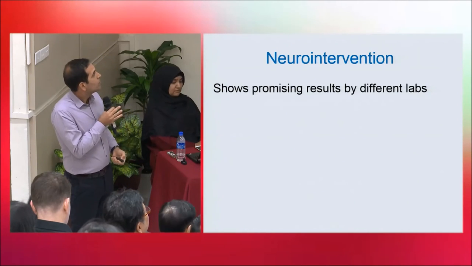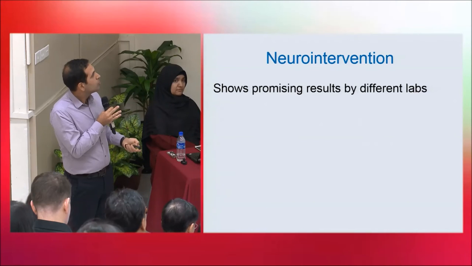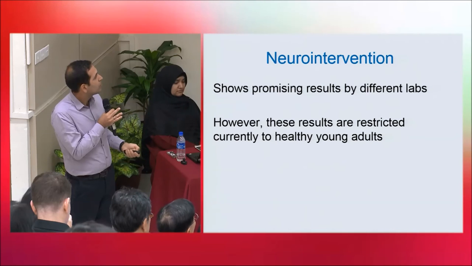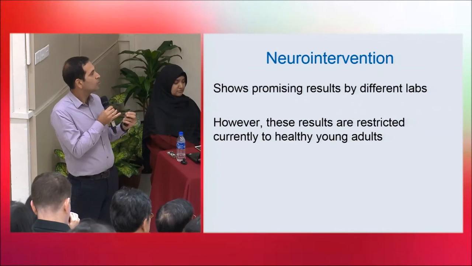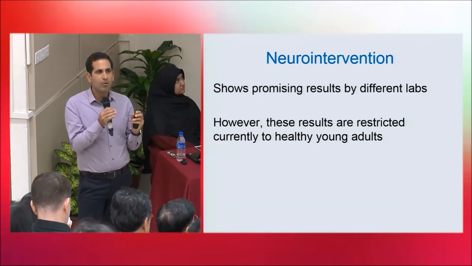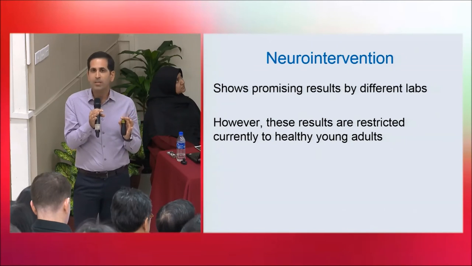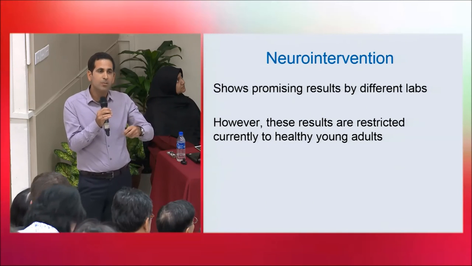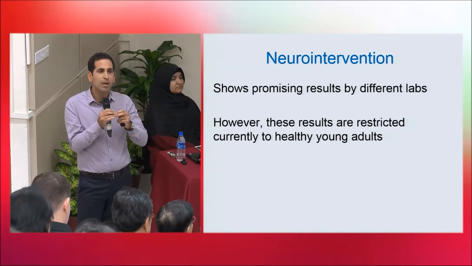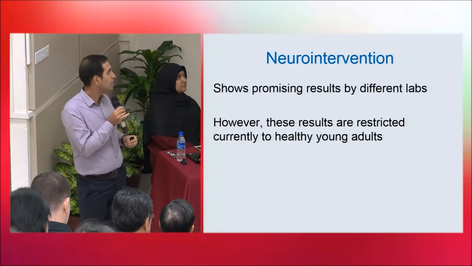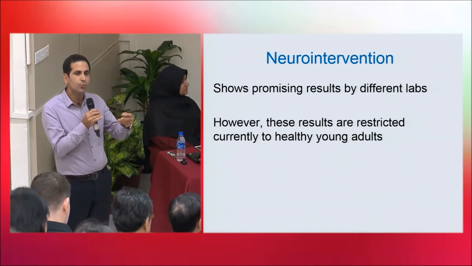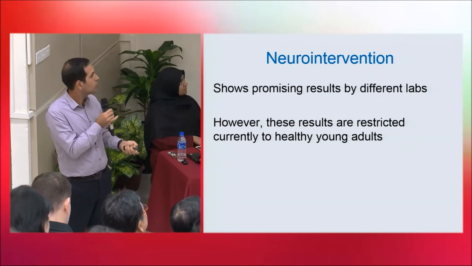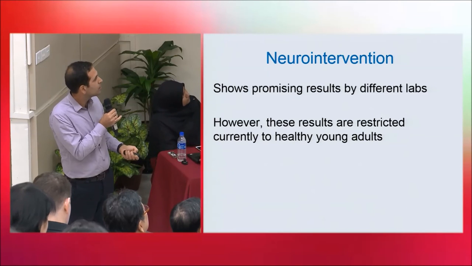So with respect to neurointervention, it shows promising results by different labs. I just showed some from mine and the one from Marinella. However, the results, I have to say, are mostly restricted to young, healthy adults. There are now some more proof of concept studies on, for example, ADHD and also on dyslexia, and ours on dyscalculia, that try to assess whether this is a promising avenue to use neuroscience in educational contexts.